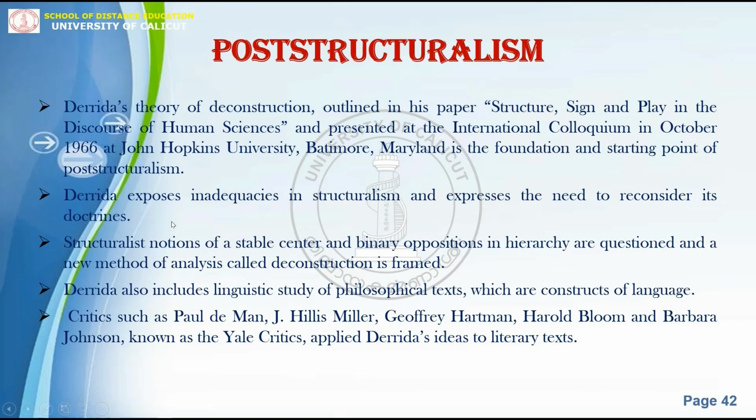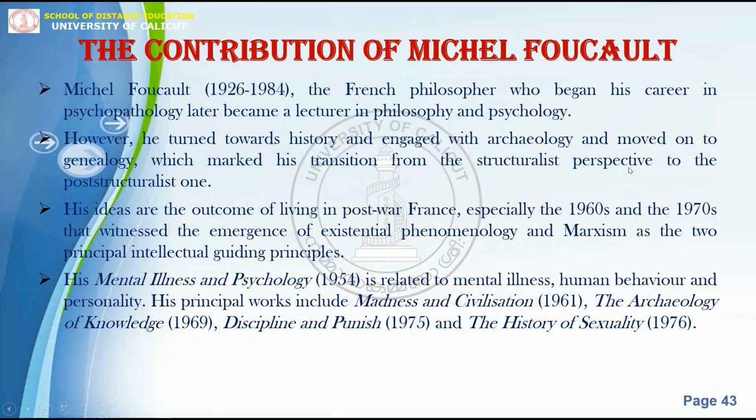So who are the Yale critics? The critics like Paul de Man, J. H. Miller, then Geoffrey Hartman, Harold Bloom, and Barbara Johnson. And they apply Derrida's idea to literary text.